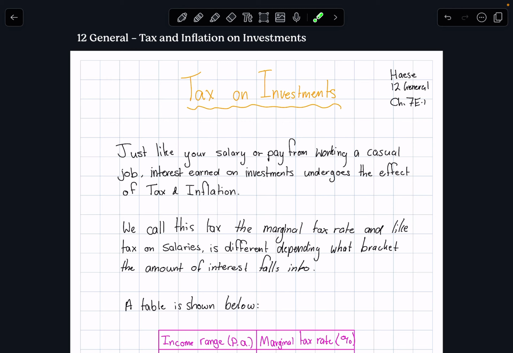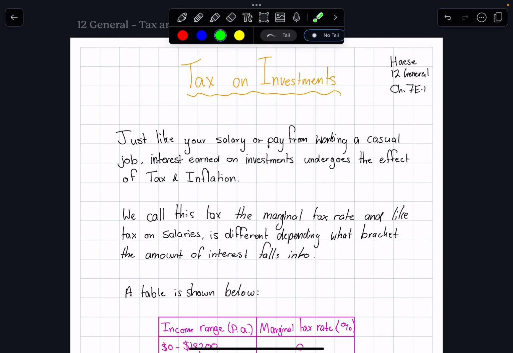We're going to look at tax on investments, and we're also going to look at how inflation works on certain objects and how that affects how much you have to put away and save. Just like your salary or pay from working a casual job, interest earned on investment undergoes the effect of tax and inflation. We call this tax the marginal tax rate, and like tax on salaries, it is different depending what bracket the amount of interest falls into, and your income range as well.